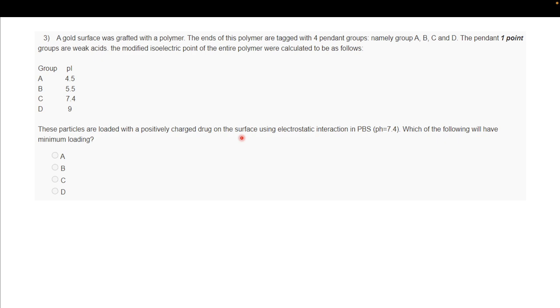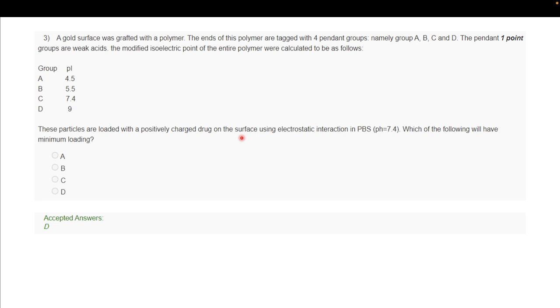Any volunteers for the answer? Would it be group A? Group A, okay. Option 1. Anybody else? Thank you for answering. No one else? Okay, then we'll discuss the answer.